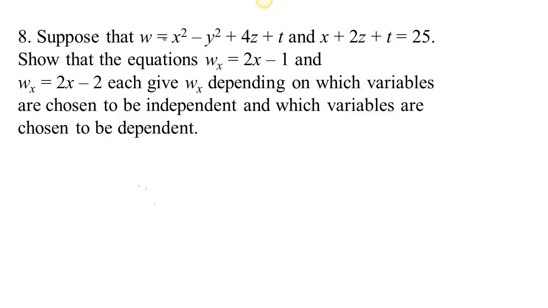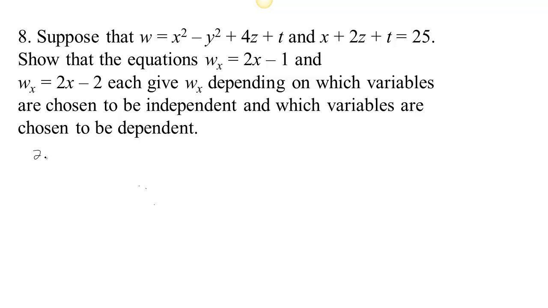Okay, let's see. We have this equation here. We have w as a function of x, y, z, and t, and then we have this constraint that relates x, z, and t. And they want us to show that the partial derivative of w with respect to x has two possible values depending on what else is independent. So let's just check the partials and see if we can show that this is actually true.